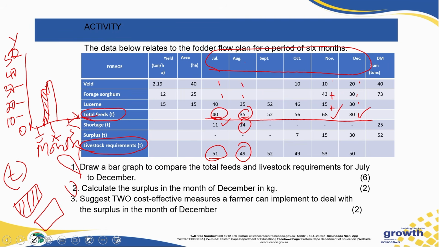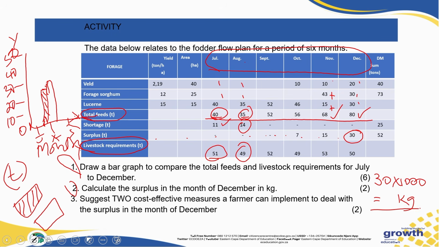Then secondly, you calculate the surplus in the month of December in kg. So this is a column for the surplus in the month of December in kg. We said when we're doing this calculation, we say 30, this is a ton. So when we move a ton into kg, we say 30 times 1,000, and then you get your sum.